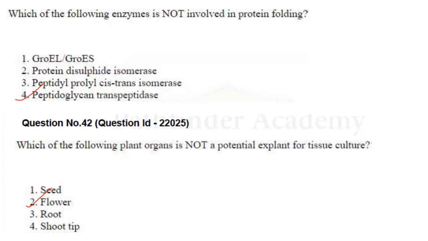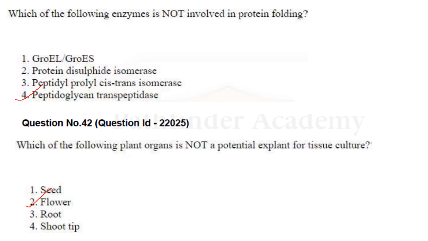GroES, protein disulfide isomerase, peptidyl prolyl cis-trans isomerase; peptidoglycan transpeptidase is not involved. Why? Because first of all it is found in bacteria, and the crosslinks in the bacterial cell wall are formed by transpeptidases. So they are not involved in protein folding.